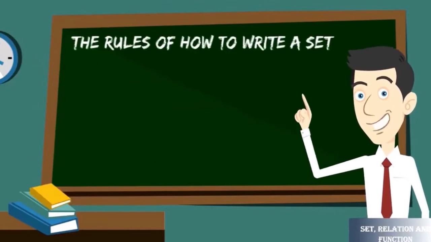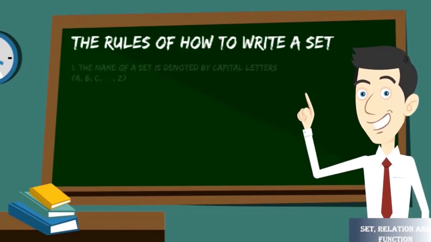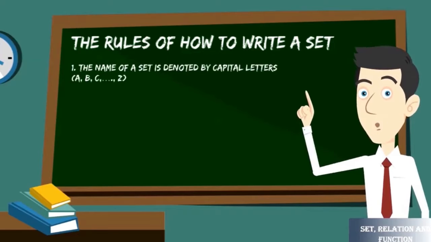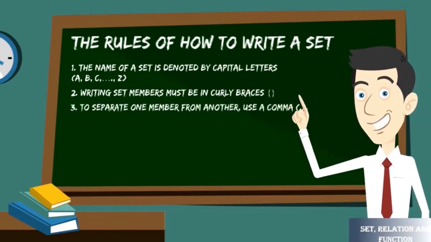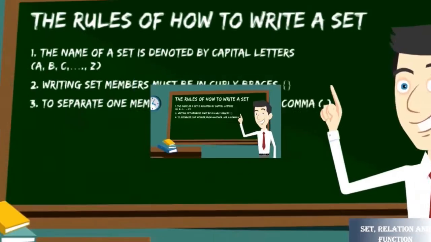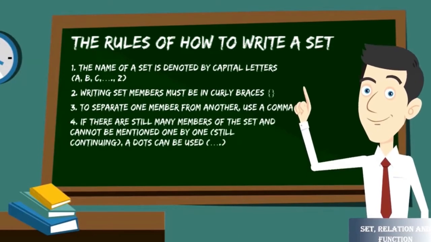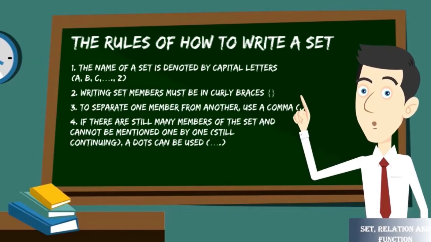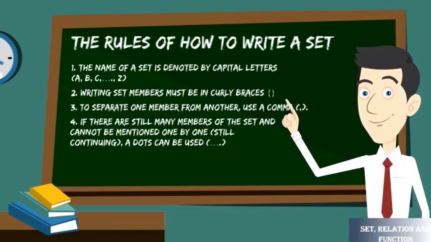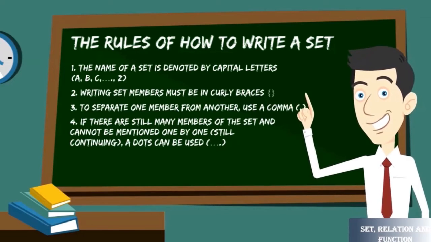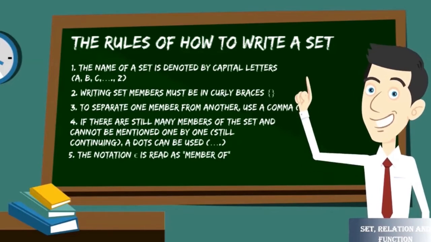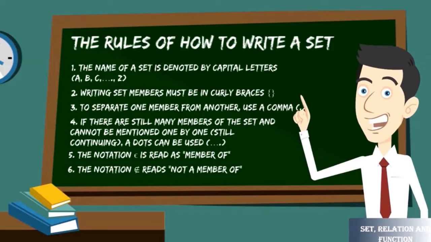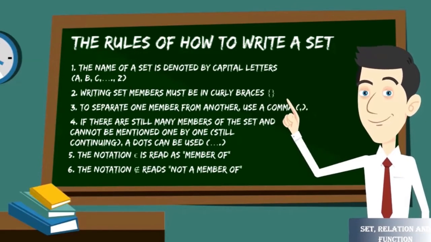Here are the rules of how to write a set. The first one is the name of a set is denoted by capital letters. The second one, writing set members must be in curly braces. Number 3, to separate one member from another, you use a comma. Number 4, if there are still many members of the set and you cannot mention them one by one, or the set is still continuing, you can use dots. Number 5, the notation of this symbol is read as member of. Number 6, the notation of this symbol is read as not a member of.